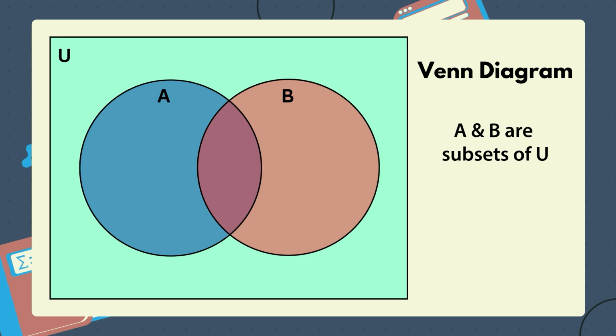This brings us to our first symbol that we need to know. The notation here reads, A is a subset of U. The next one reads, B is a subset of U. The funky sideways U looking symbol is our symbol for is a subset of.